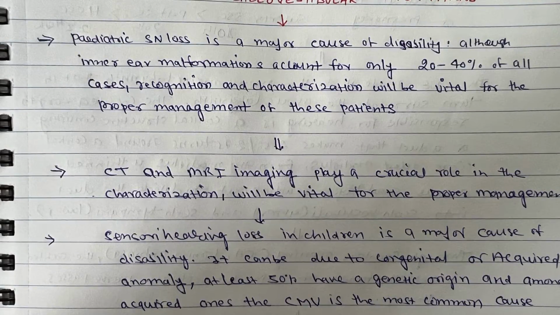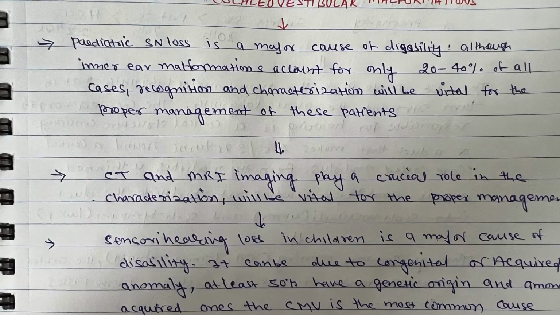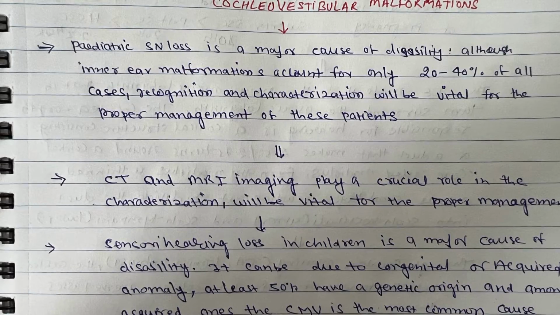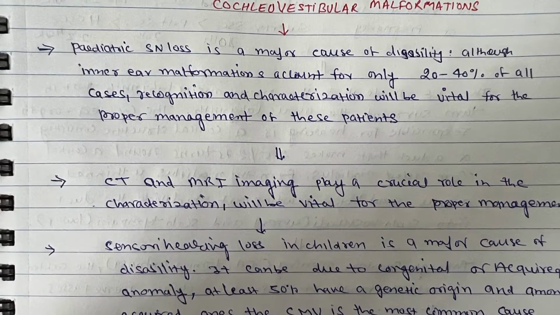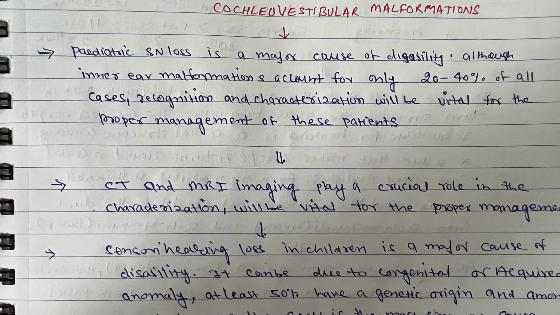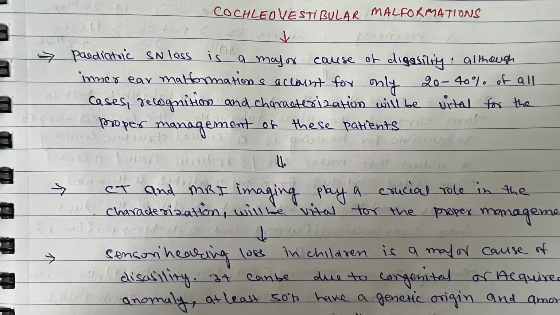Sensorineural hearing loss in children is a major cause of disability. It can be due to congenital and acquired anomalies. At least 50% have a genetic origin, and among acquired ones, the CMV virus is the most common cause. Cochlear implantation is a standard therapeutic procedure for severe to profound sensorineural hearing loss.